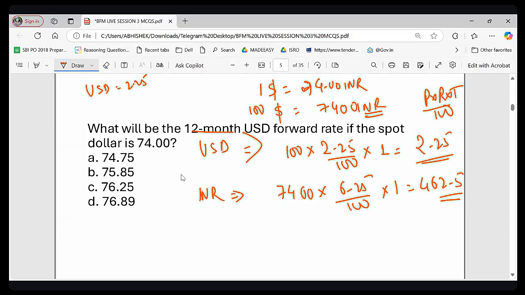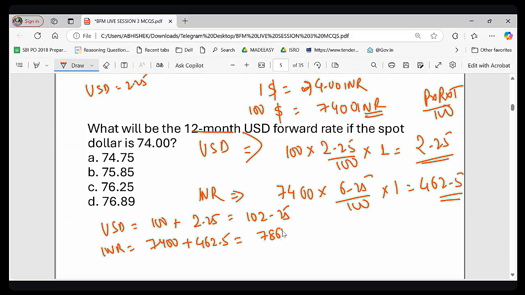Now what we will do, we will add the interest. So for USD, how much we will get? Just add 100 plus 2.25. So this will give you 102.25, right? And for INR, what we will get? 7400 plus 462.5. So this will give us 7862.5. So this step shows the future value of both currencies after 1 year.